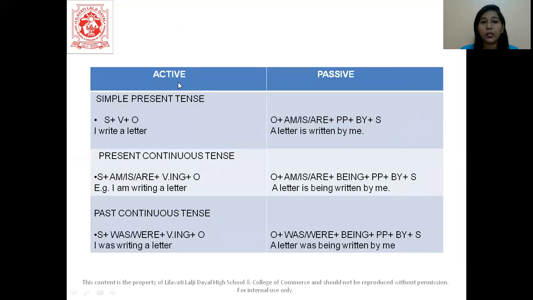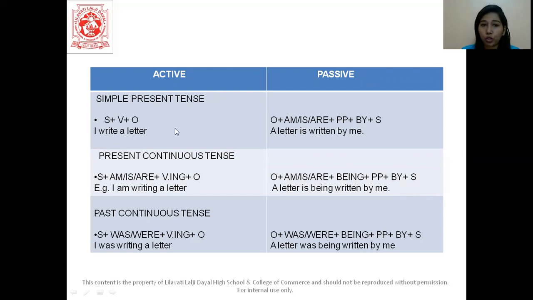All right, now let us see when we have tenses. Obviously we have a verb, which means there will be a tense. According to the tense, how do we have to convert our sentence? Let us talk about simple present tense. We have subject plus verb plus object, correct? So here we will write: I write a letter.